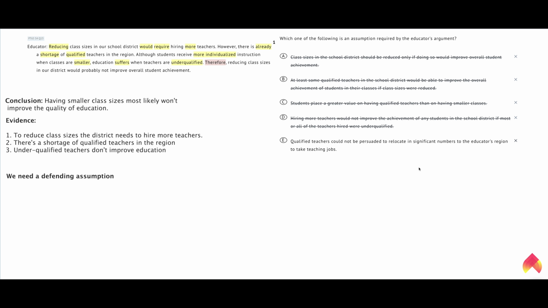Which leaves us with answer choice E, saying qualified teachers could not be persuaded to relocate in significant numbers to the educator's region to take teaching jobs. So that is our defending assumption. It's taking an alternative possibility that qualified teachers could be persuaded to come into the district and negating it to protect the conclusion. So answer choice E is the correct answer and is our defending assumption.